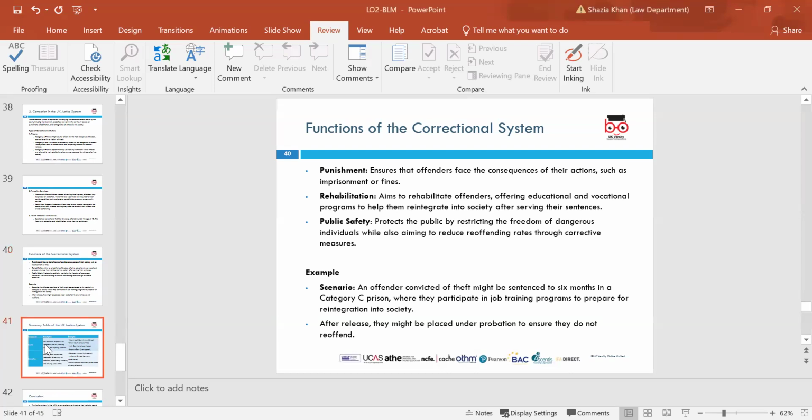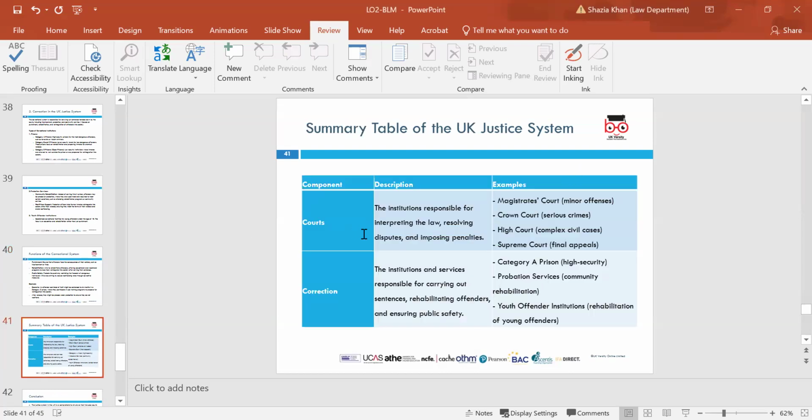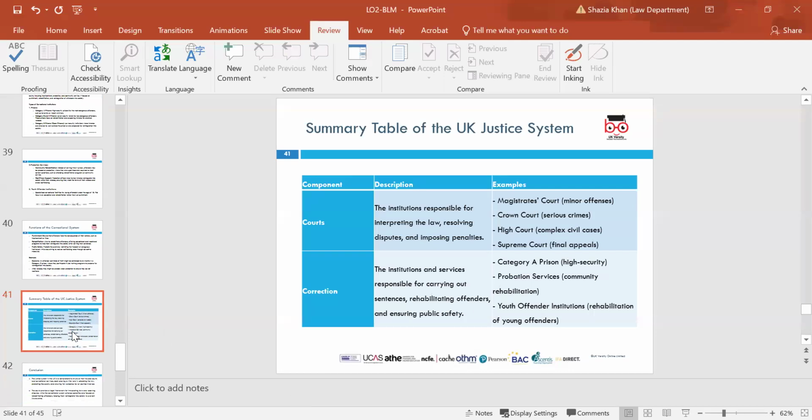And a summary of the table of justice. So we've got courts. Their description is the institution responsible for interpreting the law, resolving disputes and imposing penalties. Example, Magistrates Court, Crown Court, High Court and Supreme Court. And corrections is the institution responsible for carrying out sentences, rehabilitation of offenders and ensuring public safety. That's category A prison, high security, probation services, community rehabilitation and young offenders institutions.